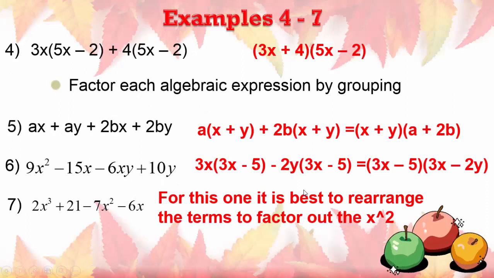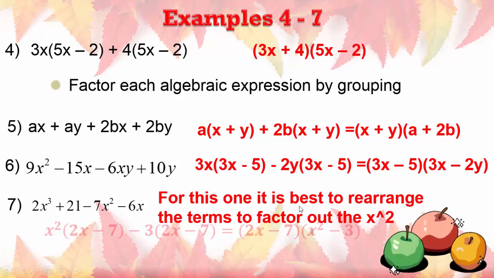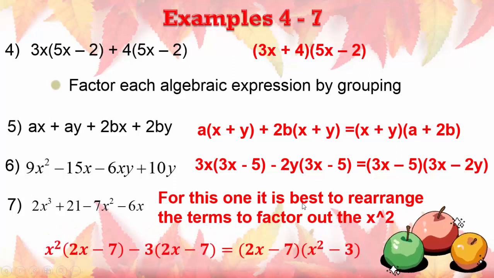We found that for this particular problem, it is best to rearrange the terms to factor out the x squared term. So we ended up rearranging it to factor out the x squared, and then we had the 2x minus 7 and the 2x minus 7 in common, and then we were left with the x squared minus 3, which we put in the other bracket.